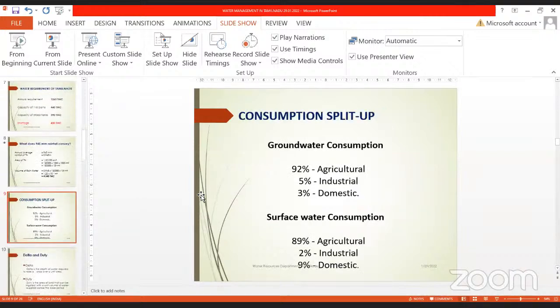Next, the consumption split up. One interesting factor that we can see, be it groundwater or surface water, is that the majority of the consumption goes to agriculture.